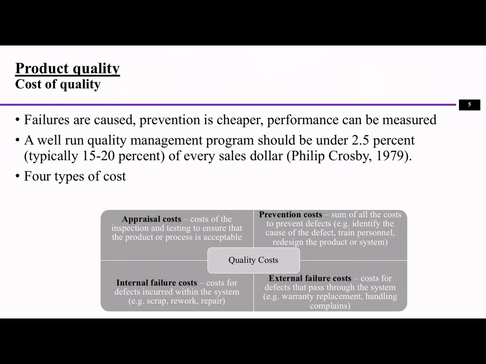Another type of cost is called prevention cost. These are the costs to prevent defects and the causes of defects, train personnel and employees, identify the root cause, and redesign the product or the system. These kinds of activities are called prevention costs. Another type of cost is internal failure cost. These are the costs for defects incurred within the system. So during the process, on our production shop floor, we got some scraps, right?